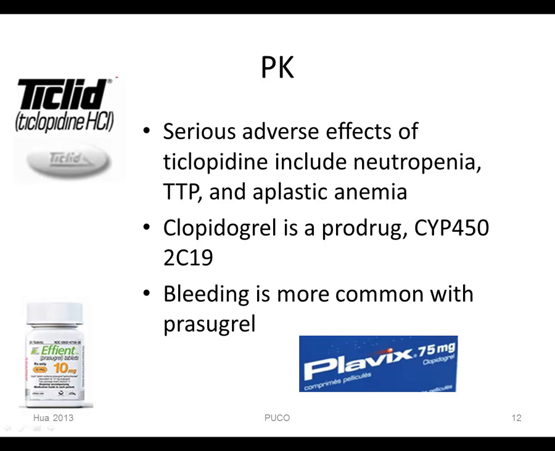Clopidogrel causes few adverse reactions, and the incidence of neutropenia is lower. The major side effect of prasugrel is bleeding, which can be fatal. Prasugrel has a black box warning for bleeding, stroke, and abrupt discontinuation in patients undergoing percutaneous coronary intervention.